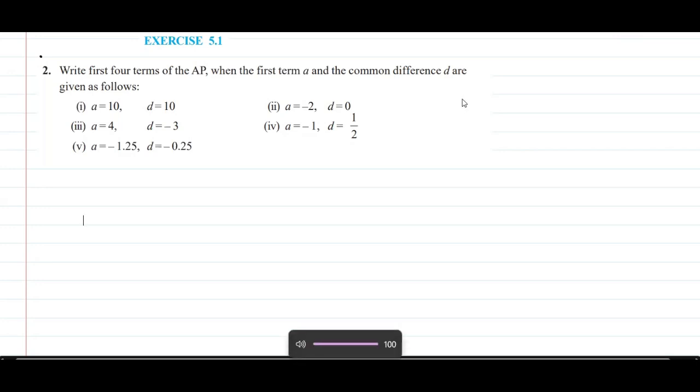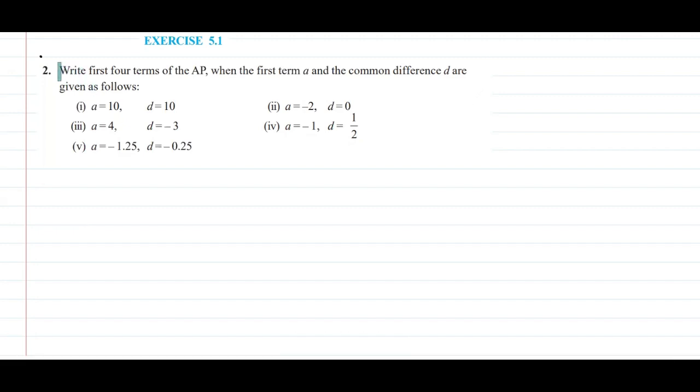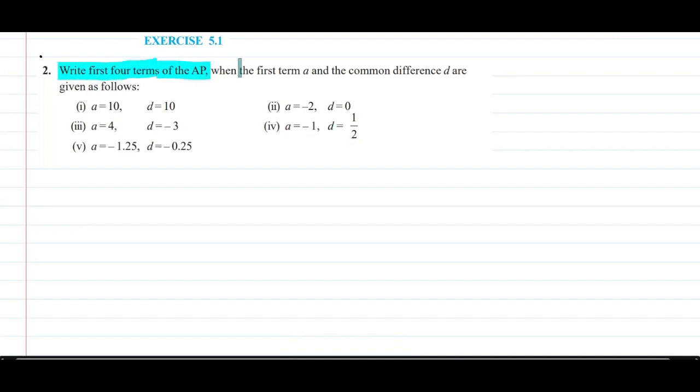So in today's video, let's see how to solve question 2 of exercise 5.1, chapter number 5, arithmetic progression, class 10. Okay, now let's get started. What's the question? Write the first four terms of the AP when the first term A and the common difference D are given as follows. So in this question, we'll have to form the AP series.